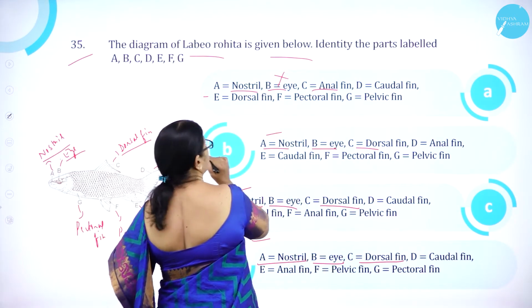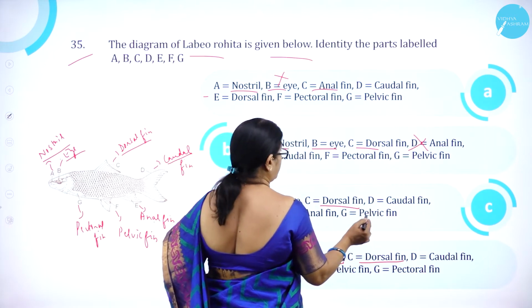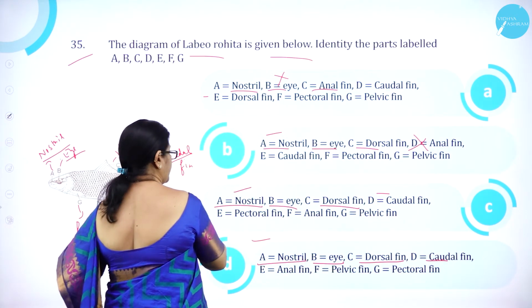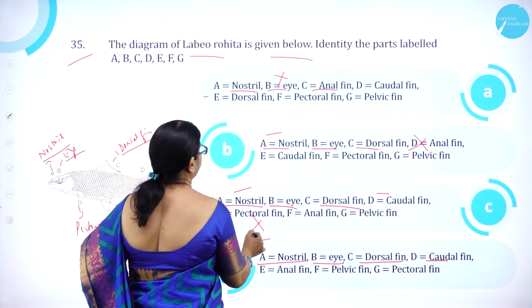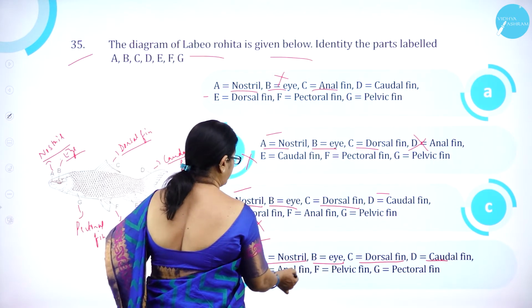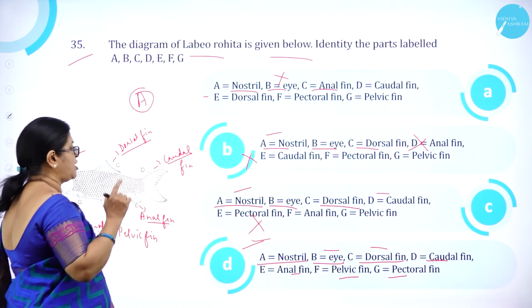Go for the next. Caudal fin. This is wrong, anal fin. So this is wrong. Here it is caudal fin. Here also it is caudal fin. Go for the next one. Anal fin. Here it is pectoral fin, so this is wrong. So anal fin, correct. Then pelvic fin, F, correct.